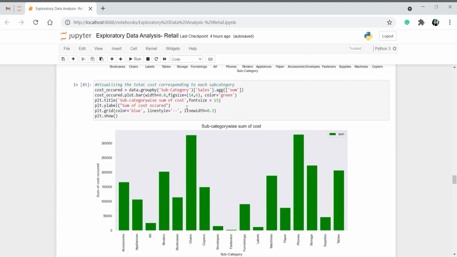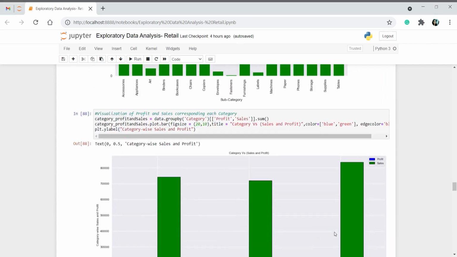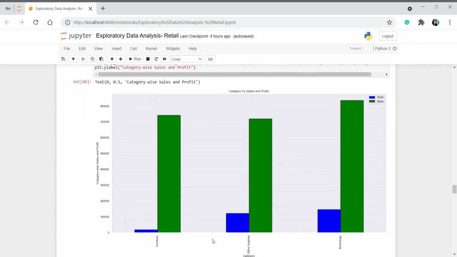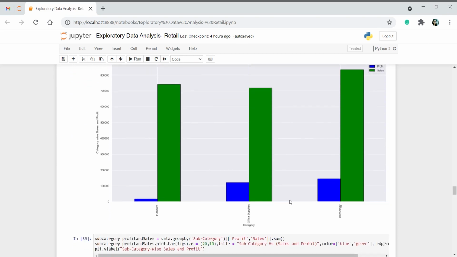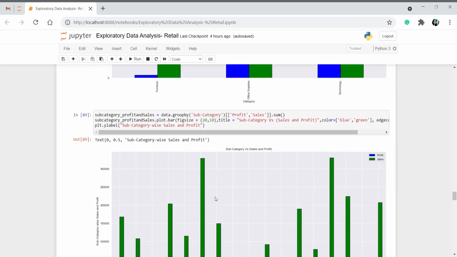Here we are visualizing the total cost, which is the sum corresponding to each subcategory or each of the 17 products. Here we are visualizing the profit and sales corresponding to each category. So we have 3 categories: furniture, technology and office supplies. The green bar shows sales and the blue one shows profit.